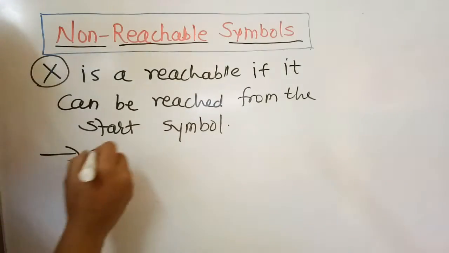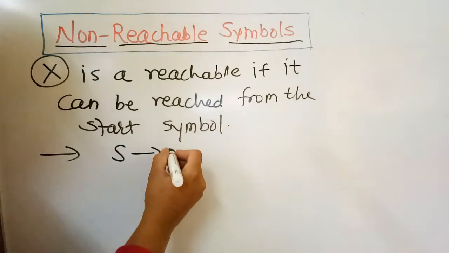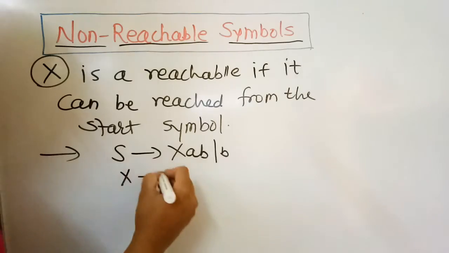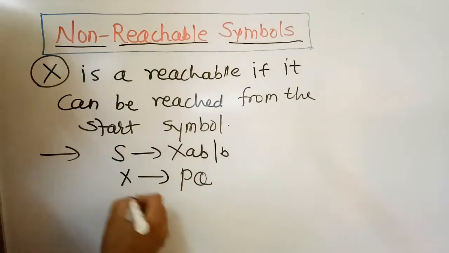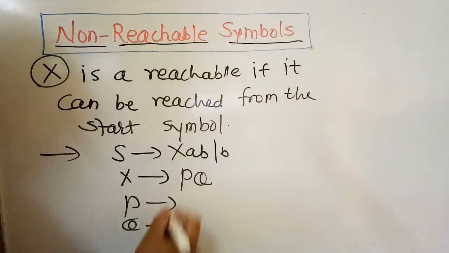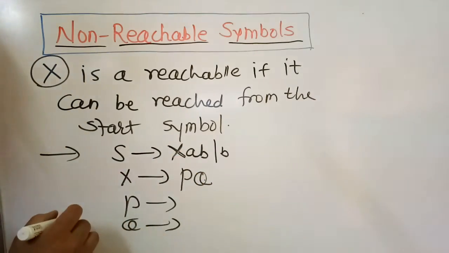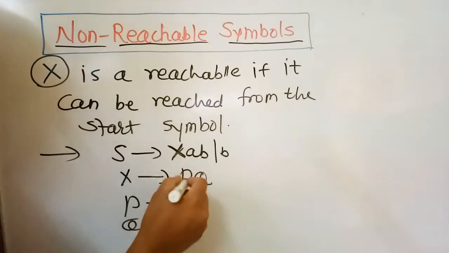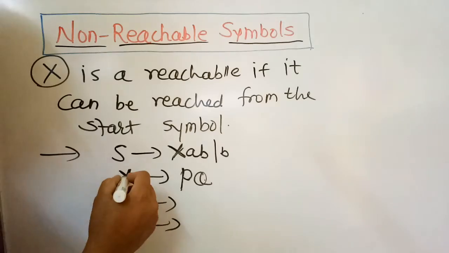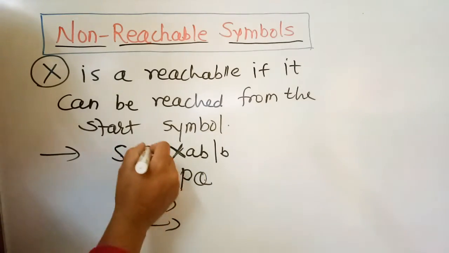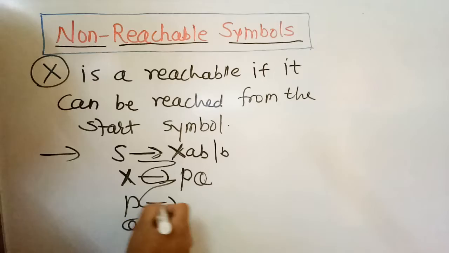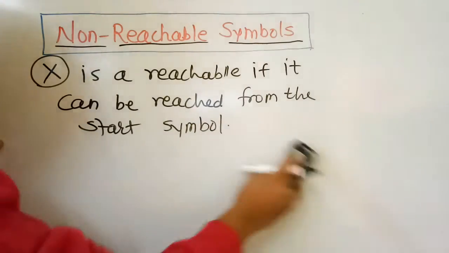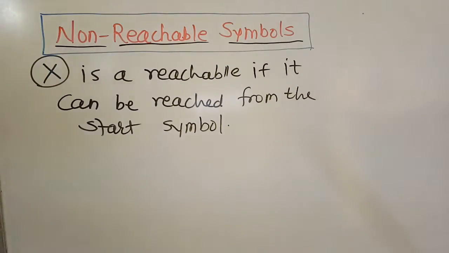For example, if S gives X A B or B, then X is giving P Q, then P is giving something, Q is giving something. Though P and Q are not directly in the production of the starting non-terminal, they are in the production of X, and X originates from S, the starting non-terminal, so they are reachable symbols. So we have to find the symbols which are not reachable and try to remove them from our grammar.